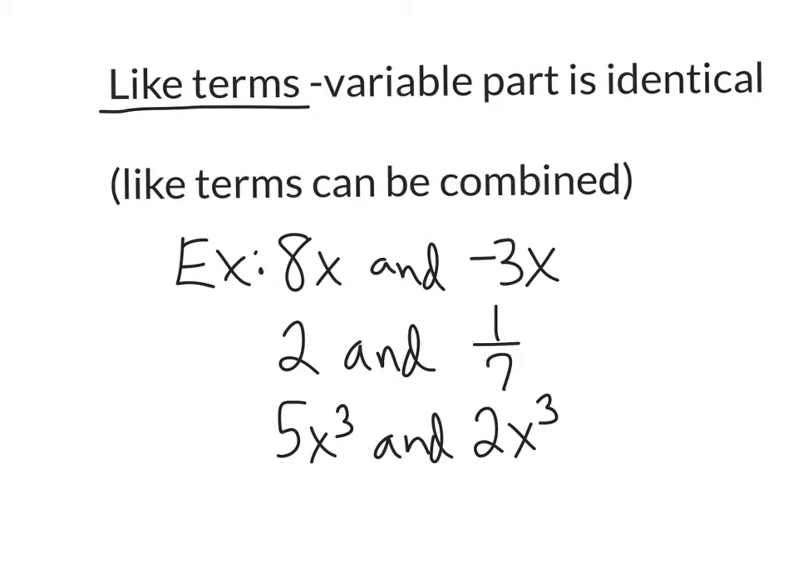5x cubed and 2x cubed also are like terms because they both have x cubed. And that's the thing, that variable part can't just be the same letter. If it has exponents, exponents have to be the same also. So we can't just have 8x and 2x cubed. Those are not like terms because there's different exponents on the variable. If something's being cubed and multiplied by another number, and then something's just the plain number times something, we can't just combine that all together.